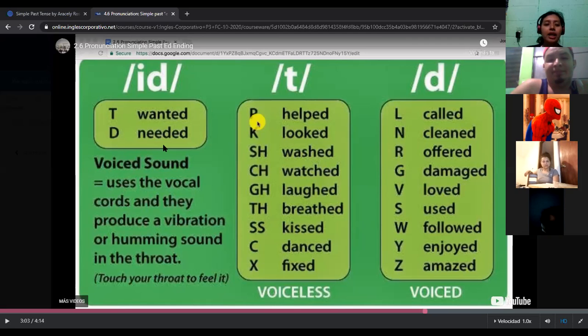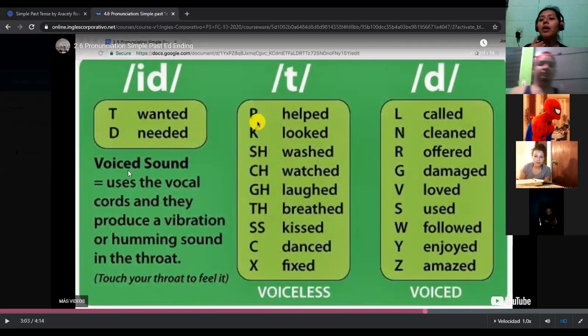Y como dice acá, voiced sounds are the ones that use the vocal cords and they produce a vibration or humming sound in the throat. Tenemos los voiced sounds y los voiceless sounds, que son los que provocan que los verbos tengan estas terminaciones. Los voiced sounds son aquellos que causan una pequeña vibración en la garganta.